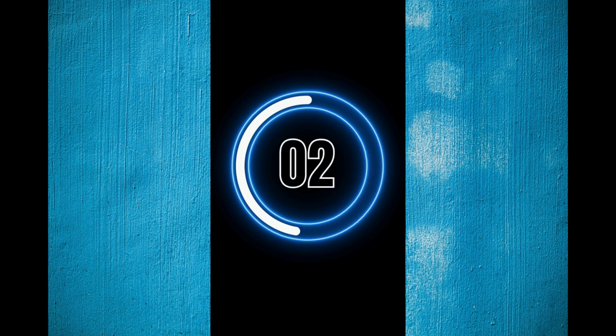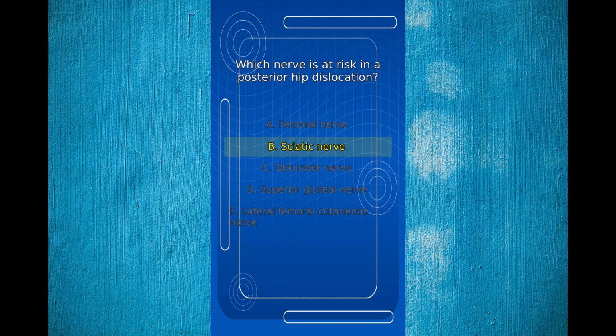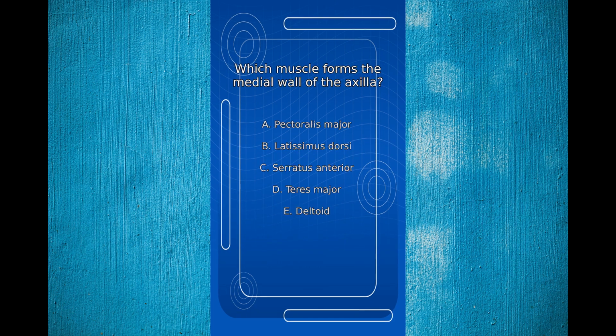The correct answer is B. Sciatic nerve. The sciatic nerve lies posteriorly and is at risk in posterior hip dislocations. Which muscle forms the medial wall of the axilla?